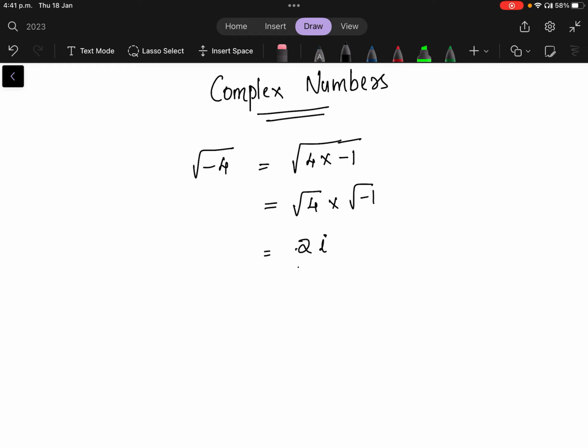Then this one will become 2i. Similarly, if you have root of 100, it will become 10i. So i is the imaginary number.